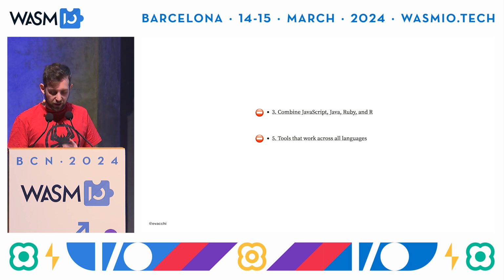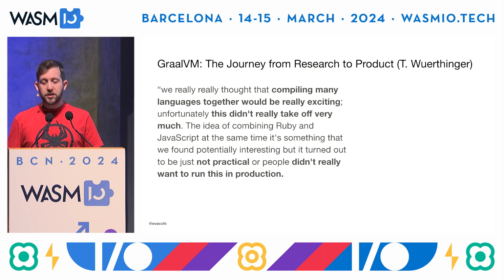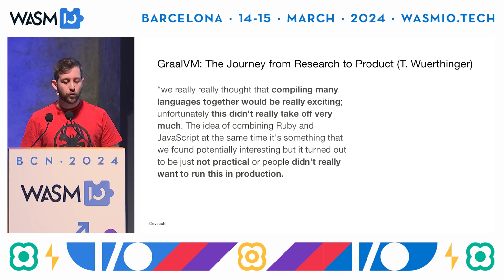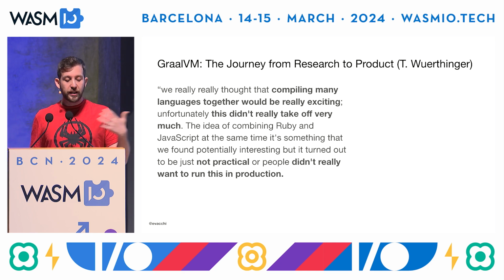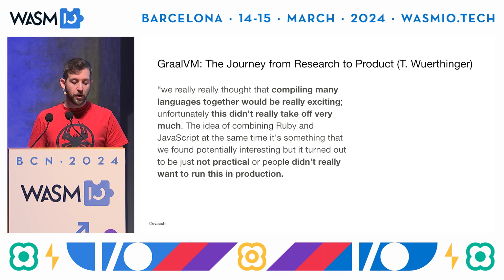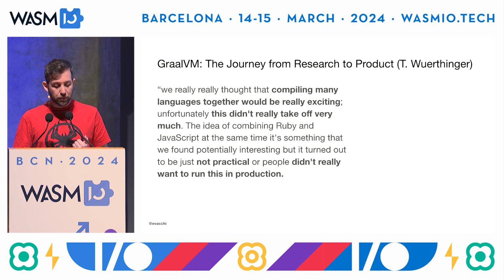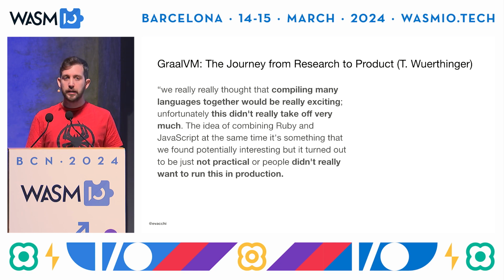And I want to quote him explicitly. This is from his talk, GraalVM, the journey from research to product. This is from the JFocus version he did, but he also did one at Strange Loop. "So we really thought that compiling many languages together could be really exciting. Unfortunately, that didn't really take off very much. The idea of combining Ruby and JavaScript at the same time is something that we found potentially interesting, but it turned out to be just not practical. People didn't really want to do this in production."